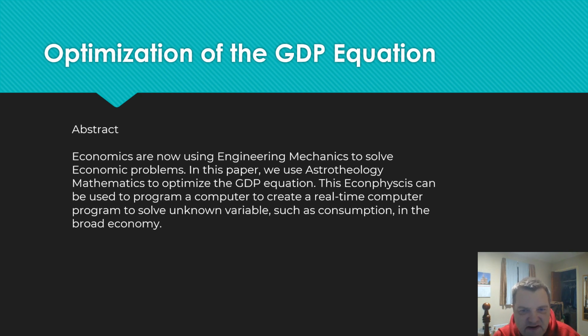Economists are now using engineering mechanics to solve economic problems. In this paper, we use astrotheology mathematics to optimize the GDP equation. This econophysics can be used to program a computer to create a real-time computer program to solve unknown variables such as consumption in the broad economy.